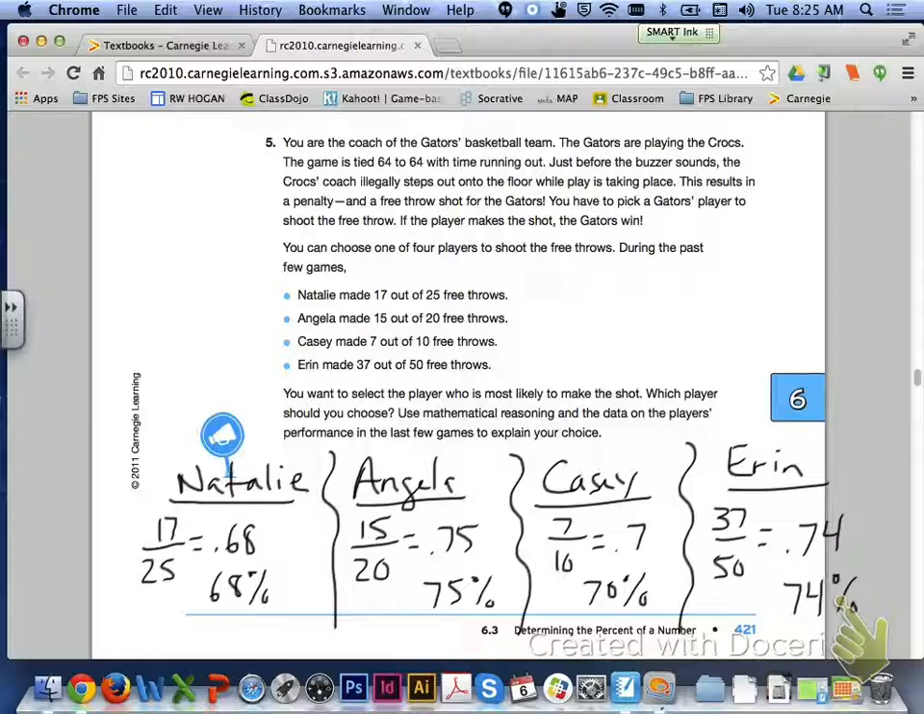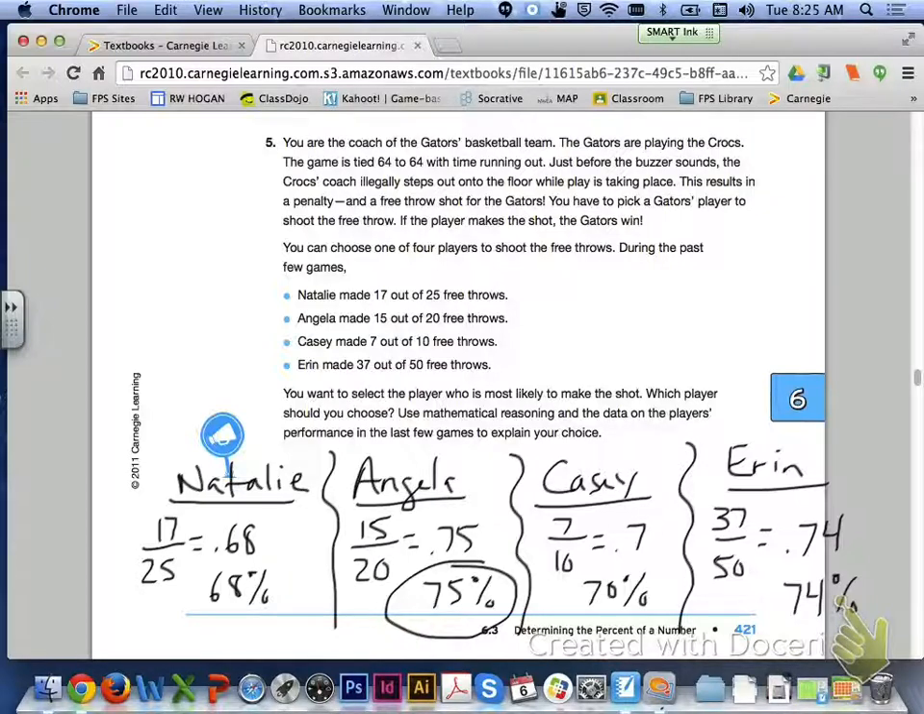If you take a look at the answers to number 5, Natalie 68%, Angela 75%, Casey 70%, and Aaron 74%. So based off of the past performance, we should choose Angela because she has made 75% of her free throws. She has the highest percentage. She has the best chance to make that shot to win the game.